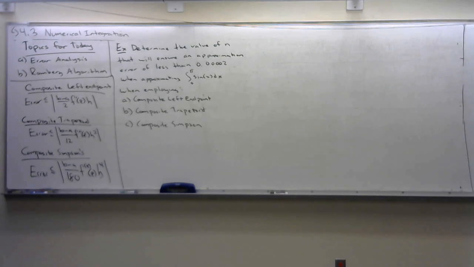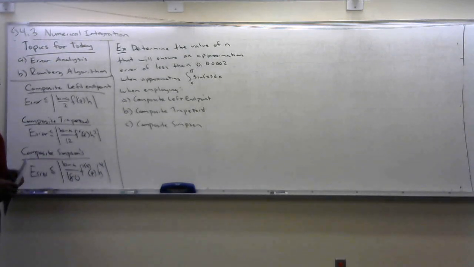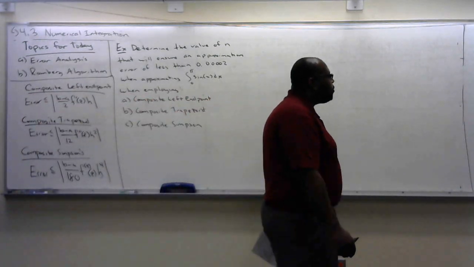I want to determine the value of n. How many subintervals do I have to break up the interval from 0 to pi to guarantee that my approximation of the integral has an error less than 0.00002? That's what I want to look at.